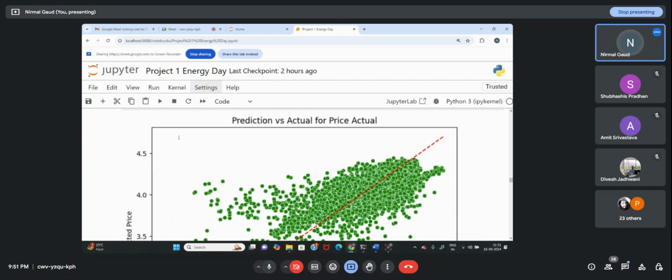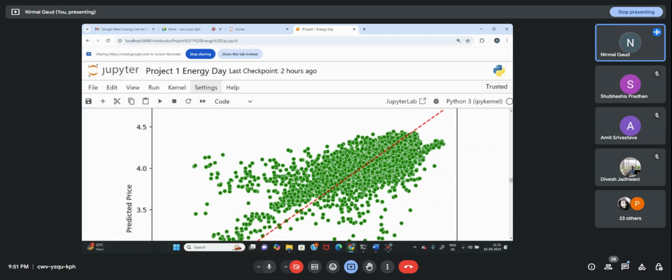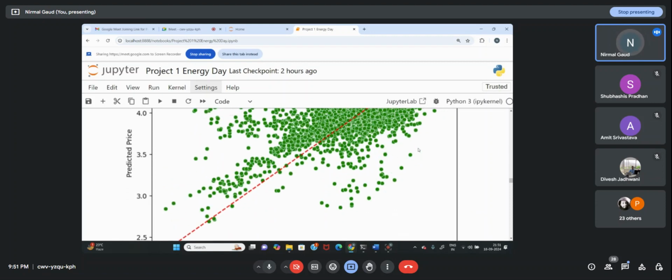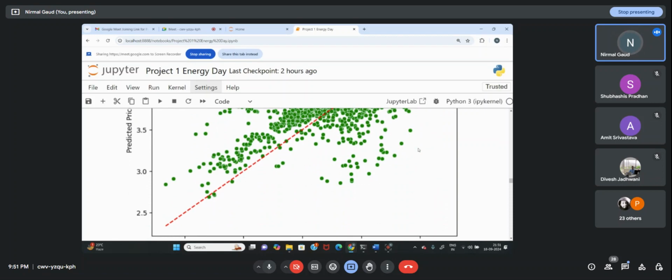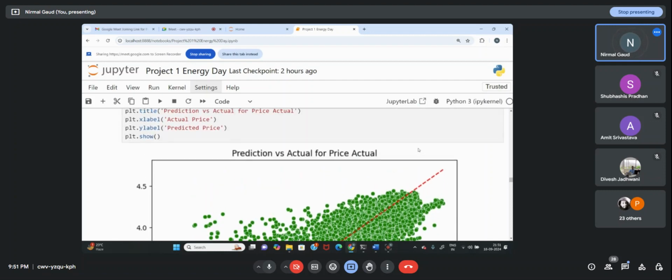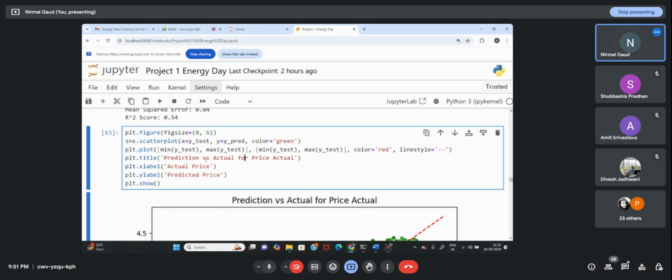And here is the plot. You can see, this is the plot. These green points which you are seeing are predicted points, the model predicted, and red is the actual line. Red is actual and green is predicted. So this is how you can show the plot between actual and predicted.